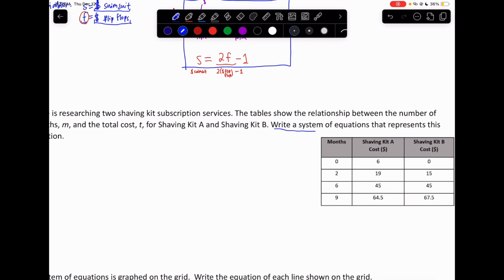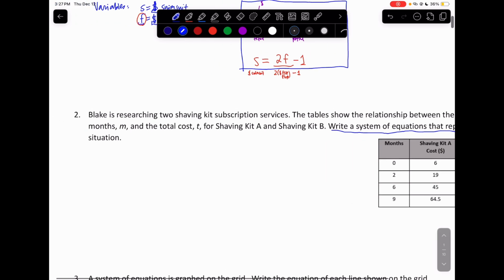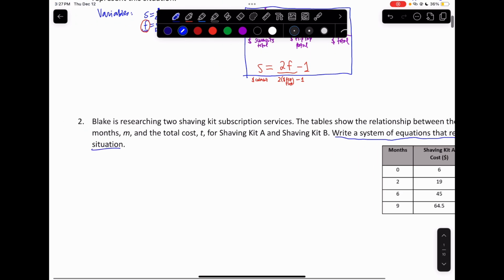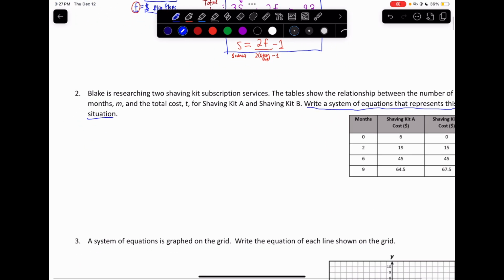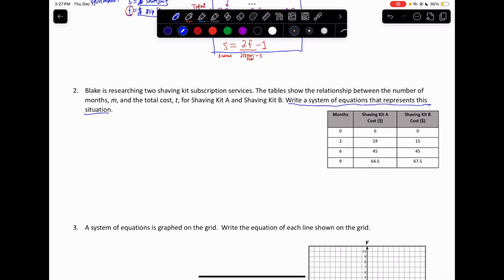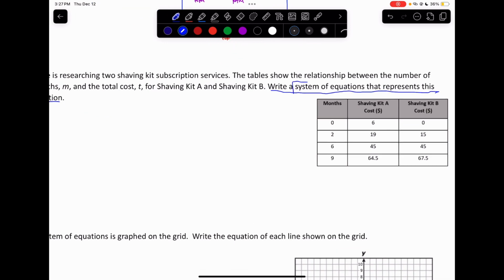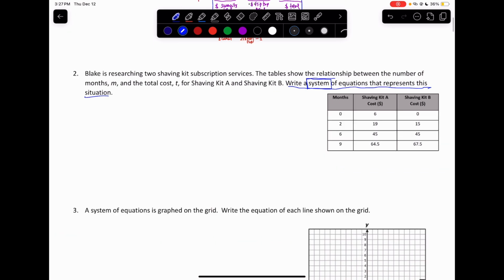So it wants me to write a system of equations that represents this situation, and I'm even pretending that I haven't read the problem yet. I just want to know what it's going to be asking me. Okay, so in this case, system again means more than one equation, and let's read the problem.